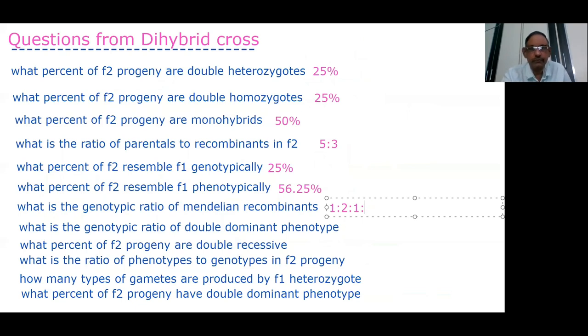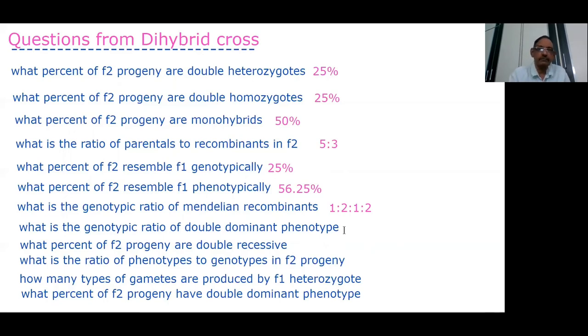1:2:1:2 is the genotypic ratio of Mendelian recombinants. What is the genotypic ratio of double dominant phenotypes?